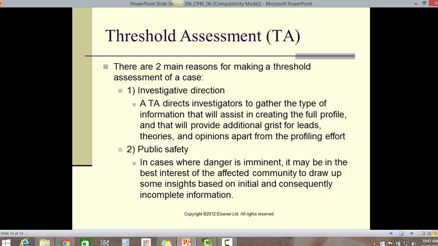Number one, investigative direction. A TA directs investigators to gather the type of information that will assist in creating a full profile and that will provide additional grist for leads, theories, and opinions apart from the profiling effort. Number two, public safety. In cases where danger is imminent, it may be in the best interest of the affected community to draw up some insights based on the initial and consequently incomplete information.